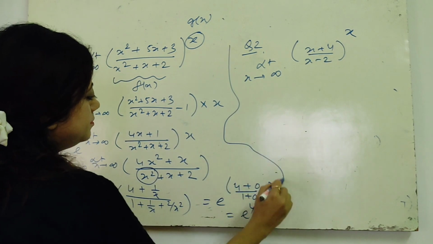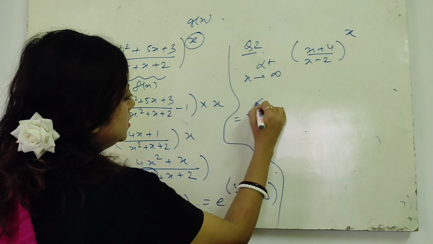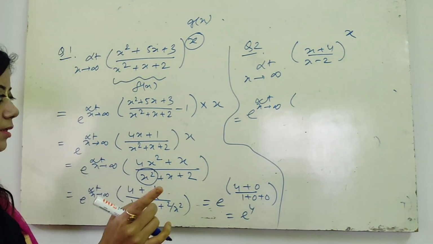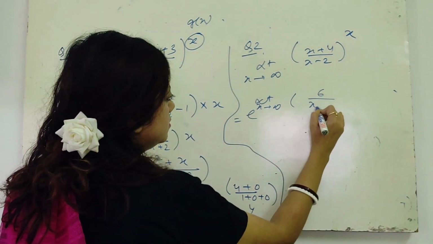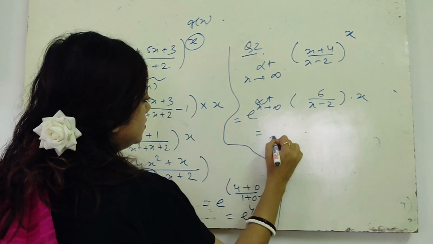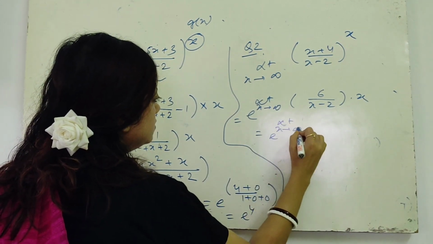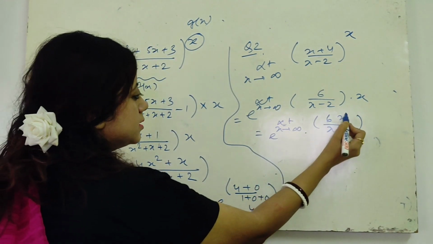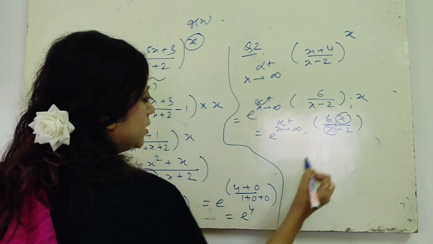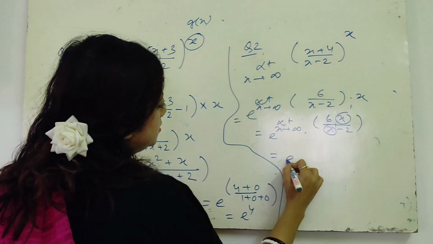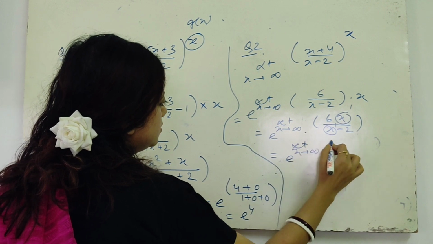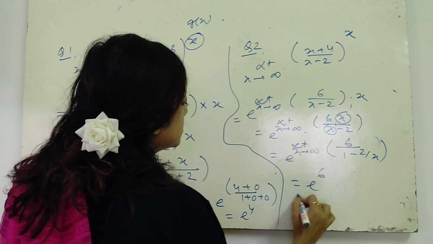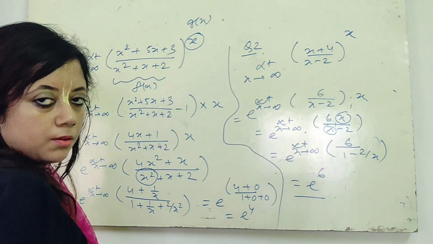It's very easy. e to the power limit x tends to infinity, I have to subtract f(x) minus 1. I am doing it mentally. Limit x tends to infinity, 6x by x minus 2. Here it is x power 1, so I have to divide by x. Limit x tends to infinity, 6 by 1 minus 2 by x. That is e to the power 6.